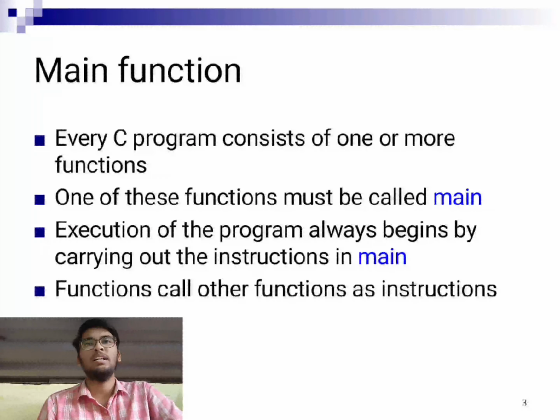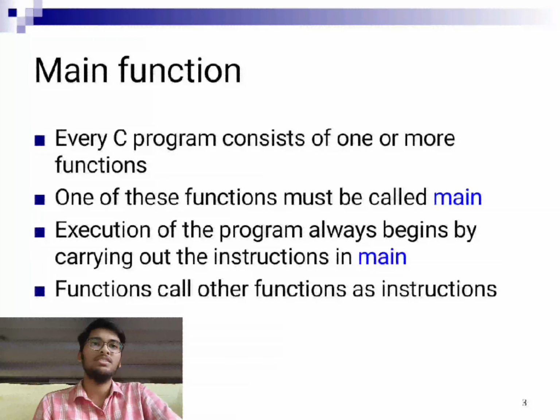Every C program contains a main function. Every C program consists of one or more functions. Among those functions, the first one must be the main function. One of these functions must be called main. Execution of the program always begins by carrying out the instructions in main, which means the execution of the program starts from the main function.